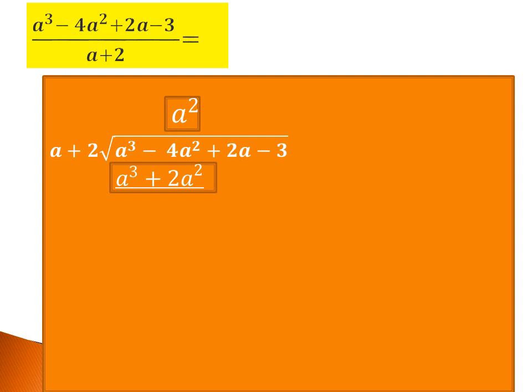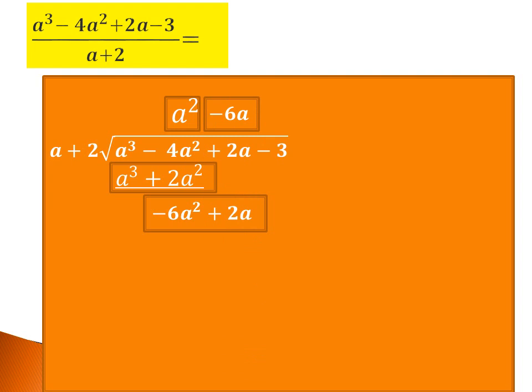We have a cubed minus a cubed. We have 0. Negative 4a squared minus 2a squared, that is negative 6a squared. Then bring down 2a. This time, you are going to divide negative 6a squared by a. So the answer is negative 6a.